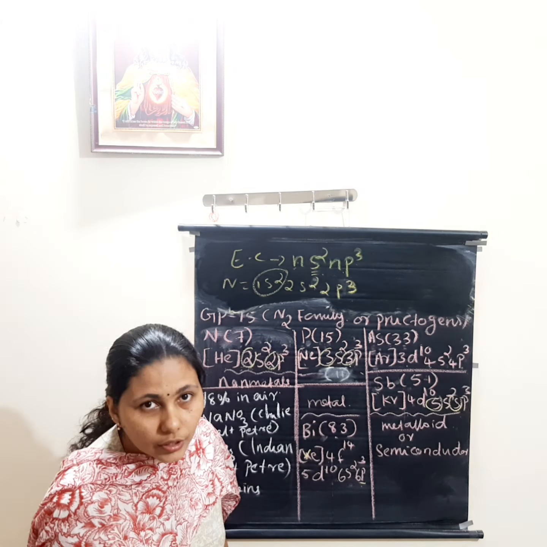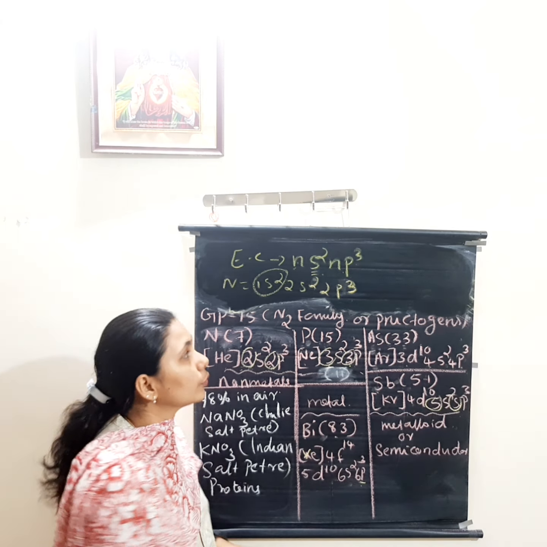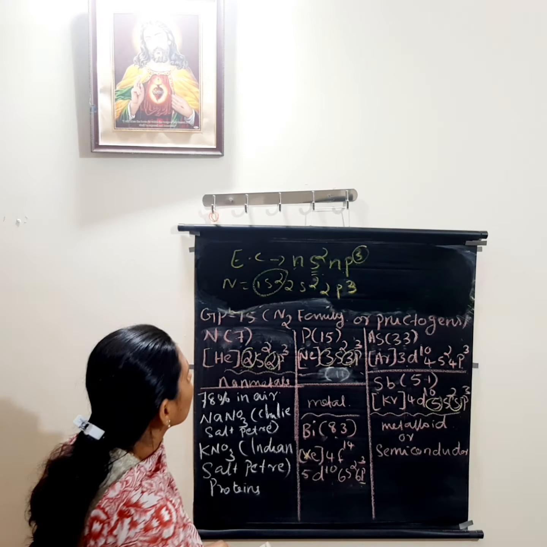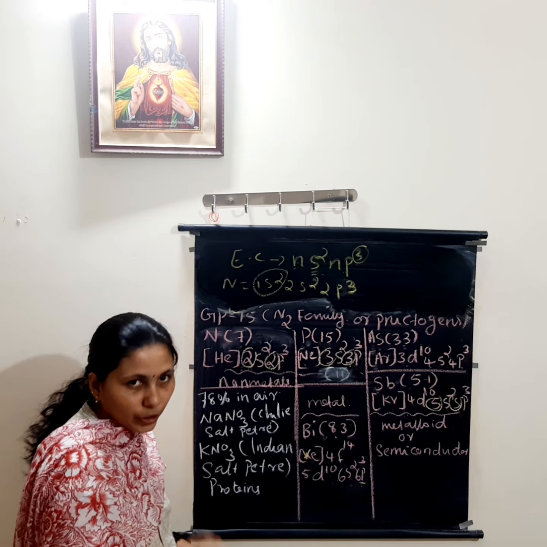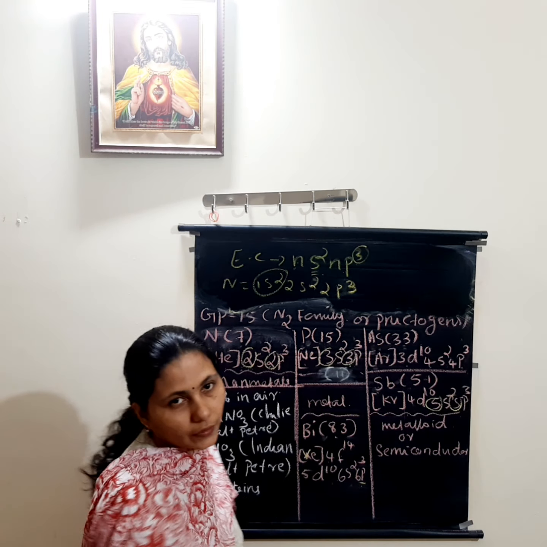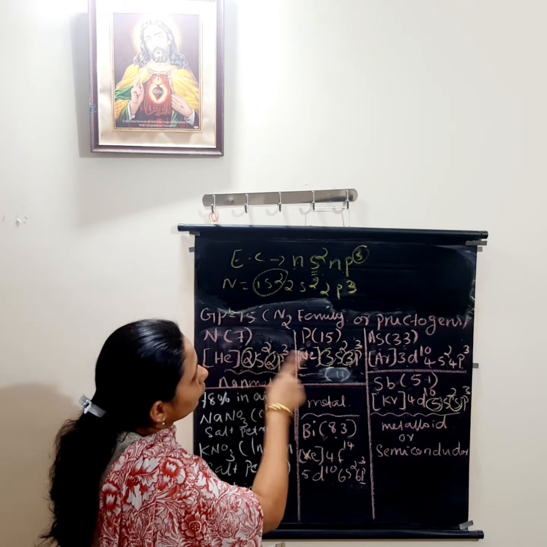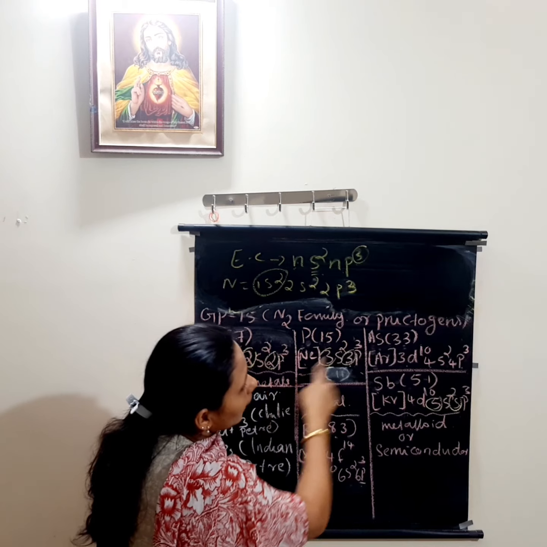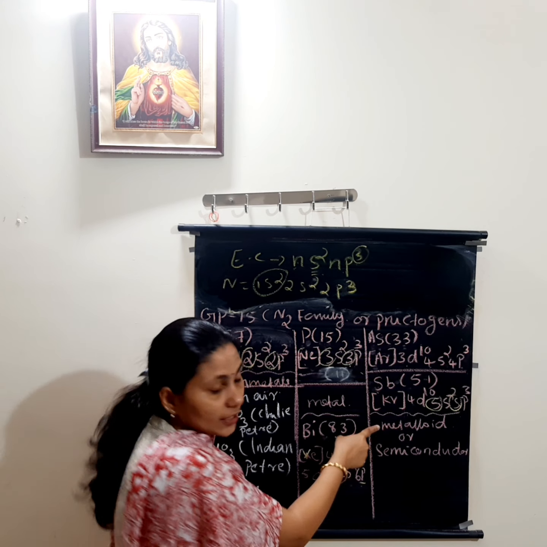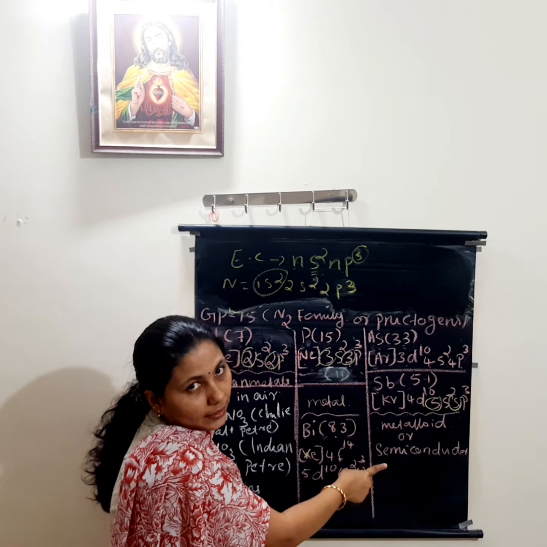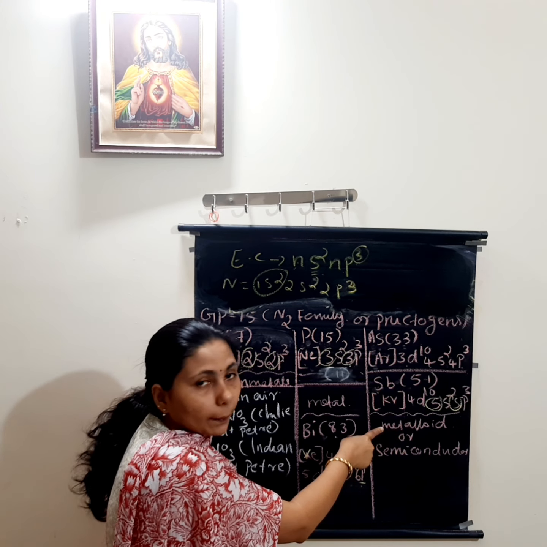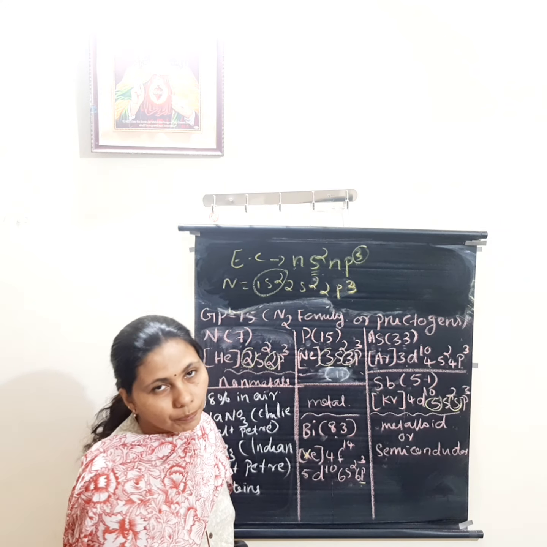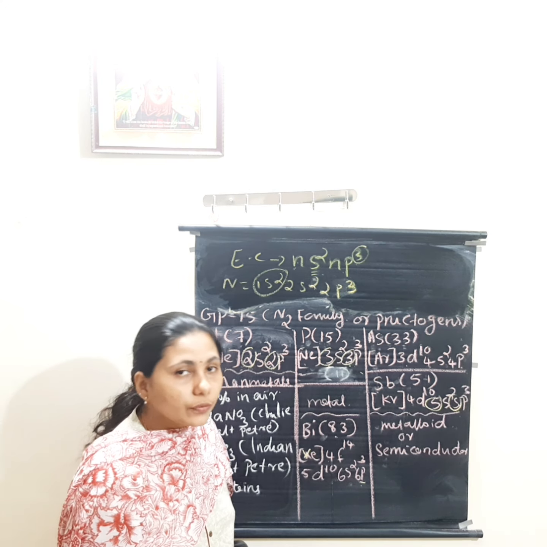That means the last electrons are going to the P orbital. Due to the half-filled P orbital, they have extra stability. If you check the elements in this family, the first one is nitrogen, then phosphorus. Nitrogen and phosphorus are non-metals. Then arsenic and antimony are known as metalloids or semiconductors. And bismuth is only a metal.